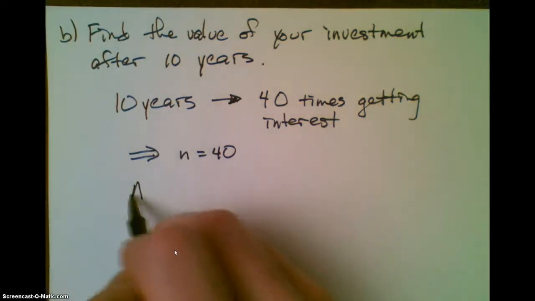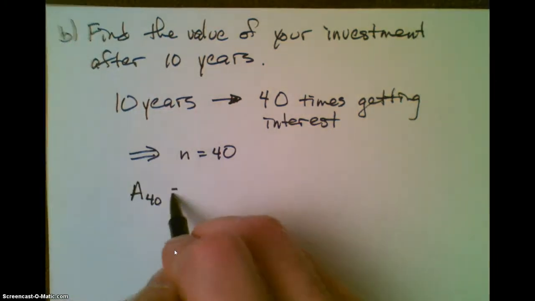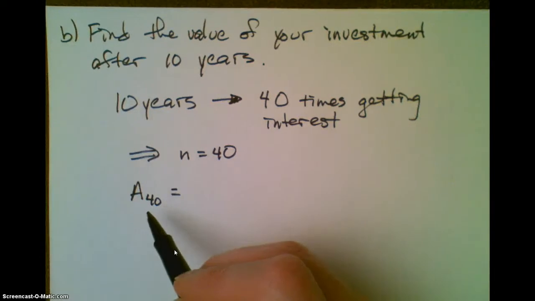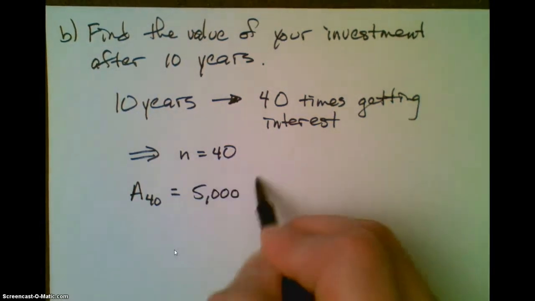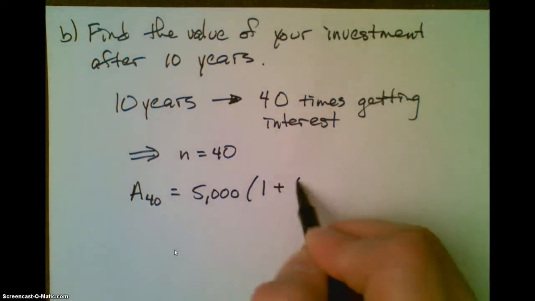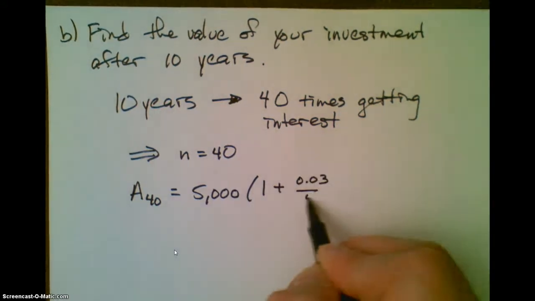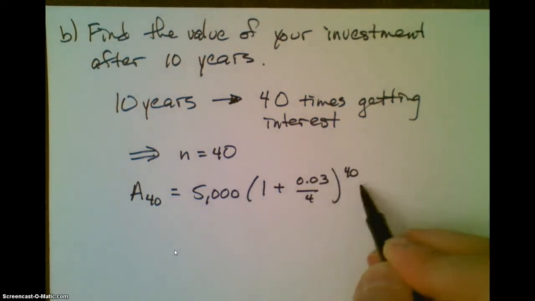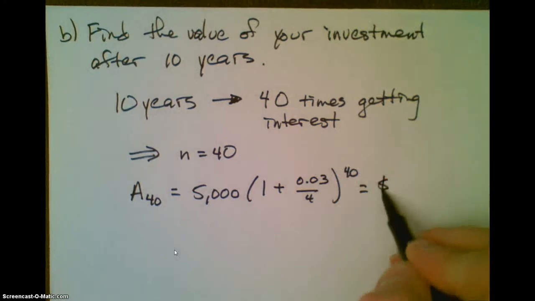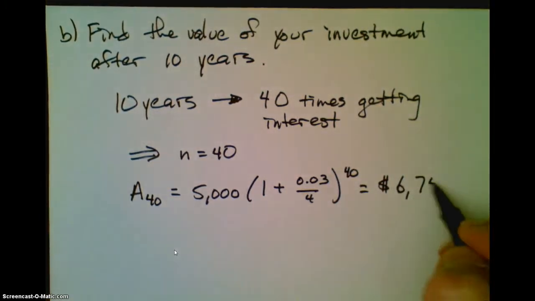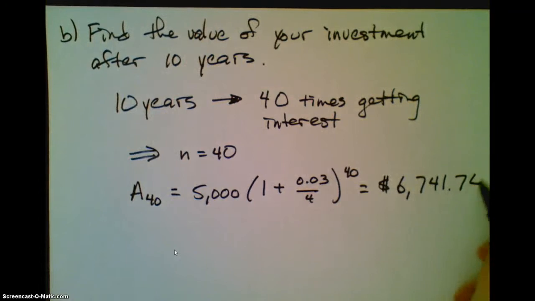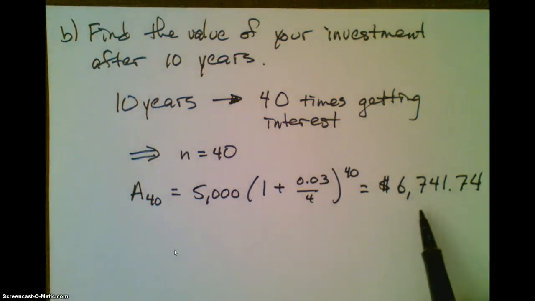So we've got a sub 40. So again, that's going to be after 10 years, compounding 4 times a year. It's going to be 5,000 times 1 plus 0.03 divided by 4 raised to the 40th. And check yourself that you can plug this into the calculator correctly. That's $6,741.74. So 10 years, you've basically made about $1,741.